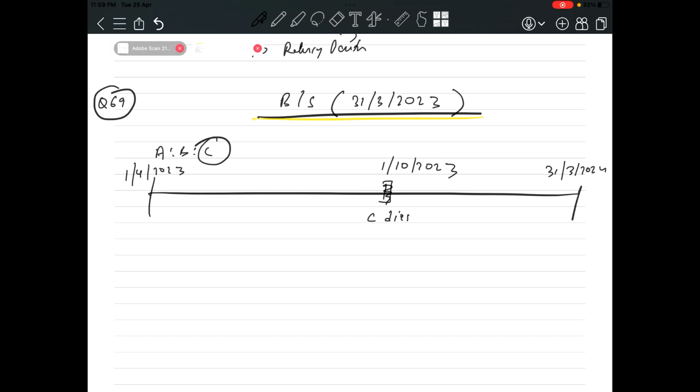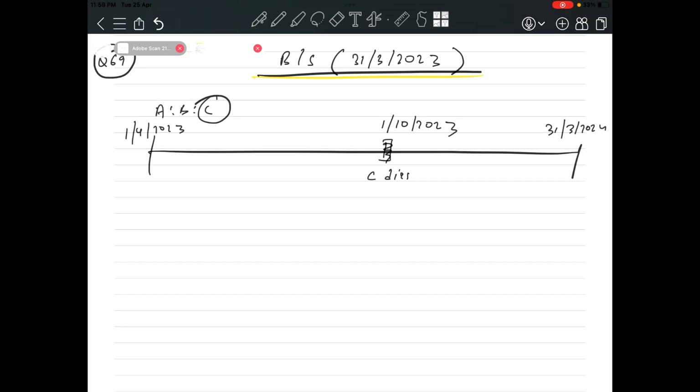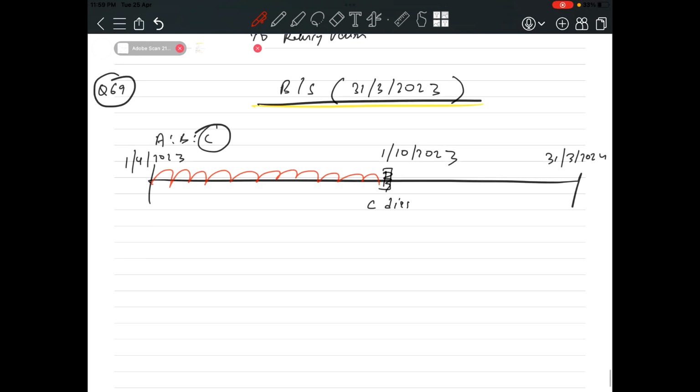On 31/10/2023 C dies. Now what will happen? See, C has also worked for this period. Do you think the firm would have earned any profits during this period? Yes, obviously, the firm would have earned profits during this period. Now when will the profit of the firm be calculated? At the end of the year, on 31/3/2024. In real life it is after 31/3/2024, but at your level, you'll have to understand that profit will be calculated at the end of 31/3/2024.